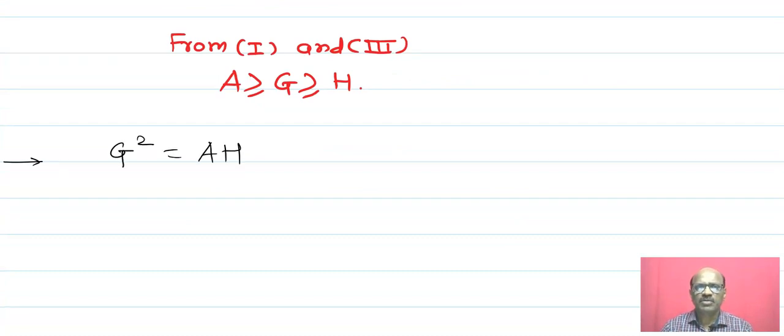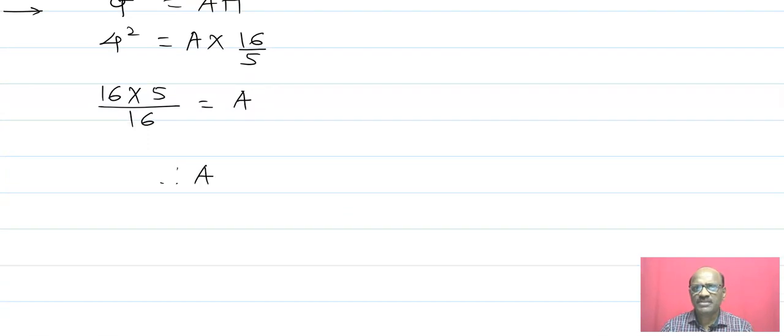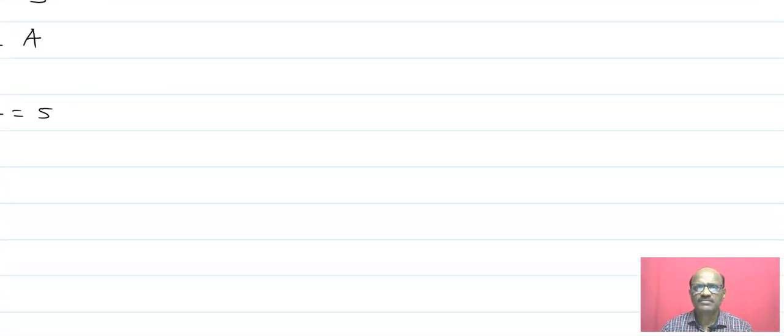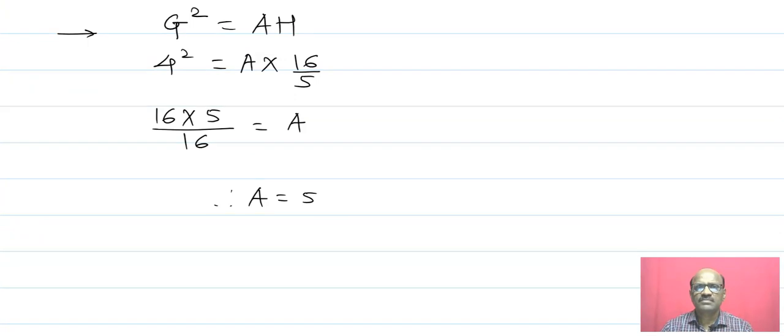Now see this problem, that G square is equal to AH. The value of G is 4, A is as it is, H is 16 upon 5. Therefore, now this is our problem, that is A is equal to 16 into 5 upon 16. Therefore, A is equal to 5.